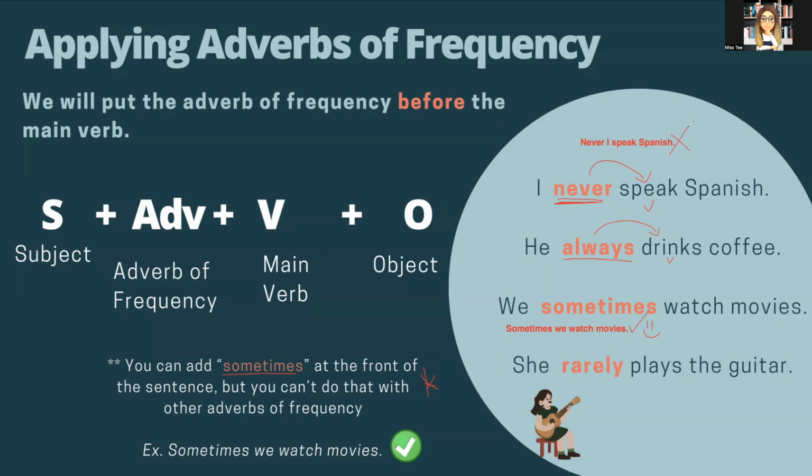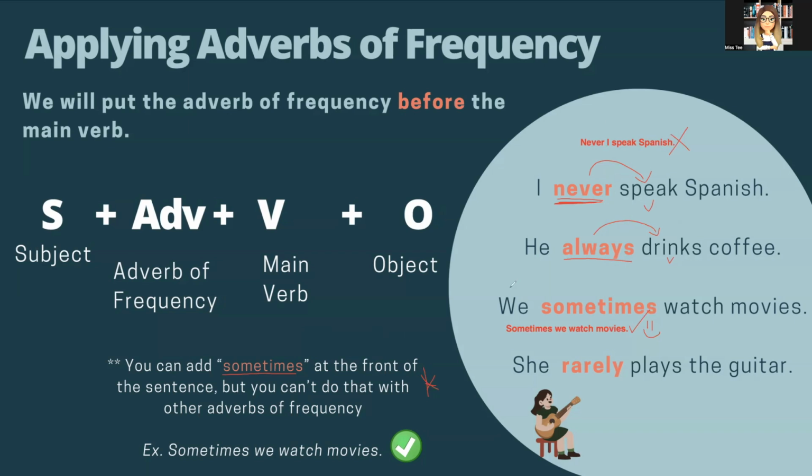So my tip to you is to always follow this until you become a more advanced speaker, especially if you're going to be taking a proficiency exam like IELTS or something like that, because when you get these words mixed up and the order mixed up and you say "never I speak Spanish," that's wrong. It sounds very wrong. That way you're not going to sound fluent or anything like that.